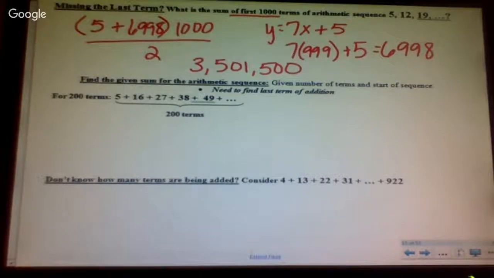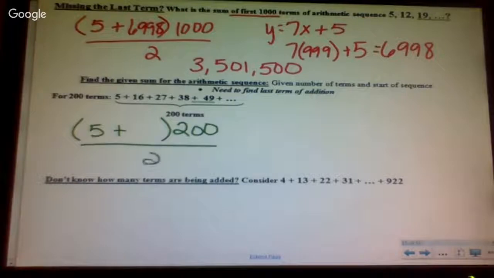Okay. Same thing's happening here. They don't give me my last term. So what's my first term? 5. We don't know my last term. How many terms do I have? 200 divided by 2. So I need my formula to find my last term.